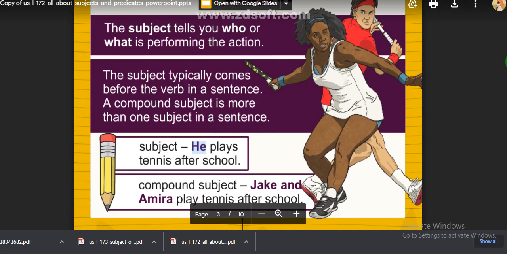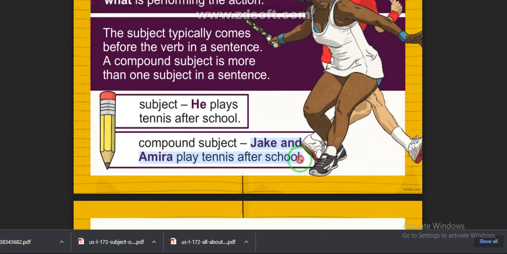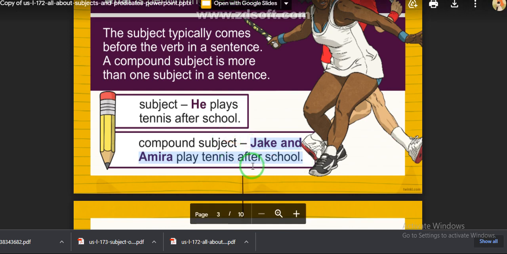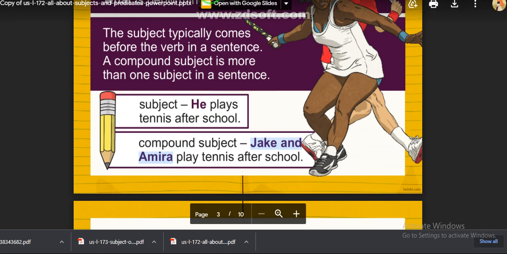Another sentence, for example, Jake and Amira play tennis after school. About whom am I talking here? Who plays tennis after school? Bravo. Jake and Amira. So Jake and Amira is the subject, the complete subject. When I say subject, I mean the complete subject, okay? Let me show you more examples.